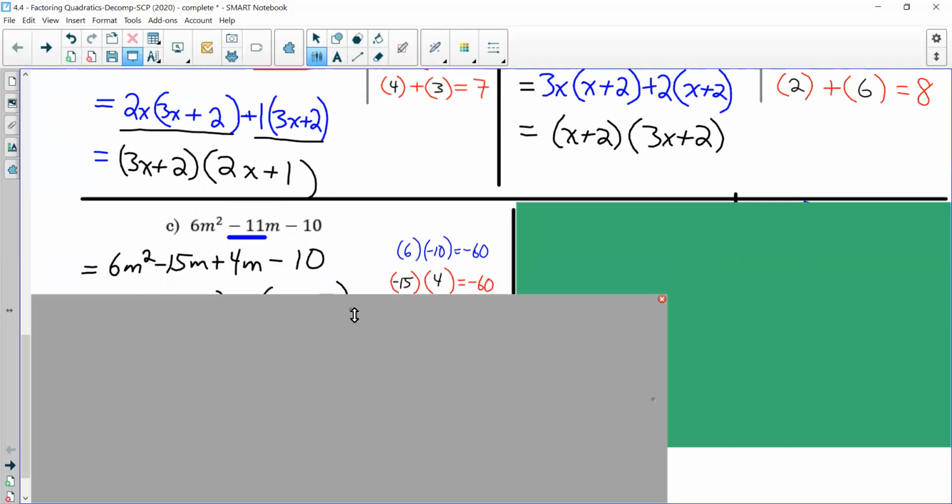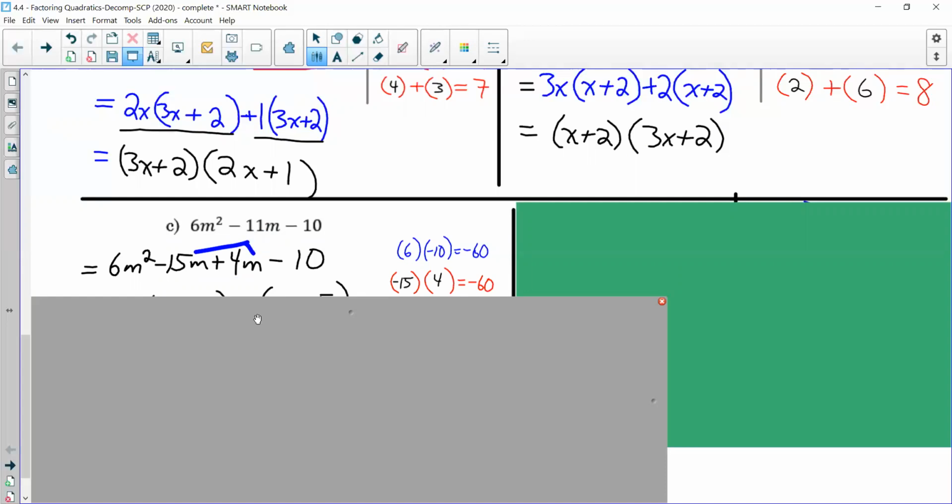In this case, the numbers happen to be negative 15 and 4. So that might take a little bit of trial and error to get this to work. Okay, so that winds up giving you the numbers you're looking for. So negative 15 and positive 4 is going to be used to decompose the negative 11.